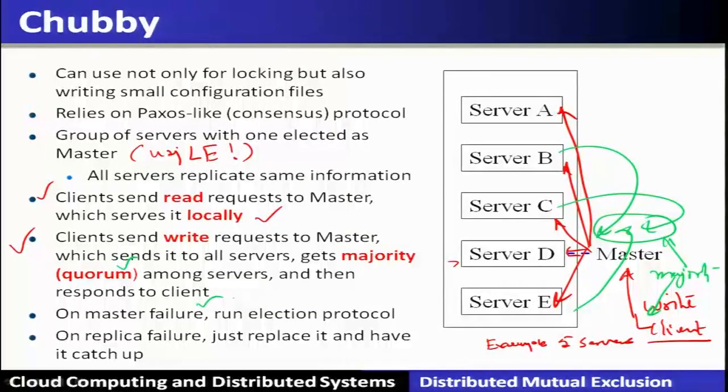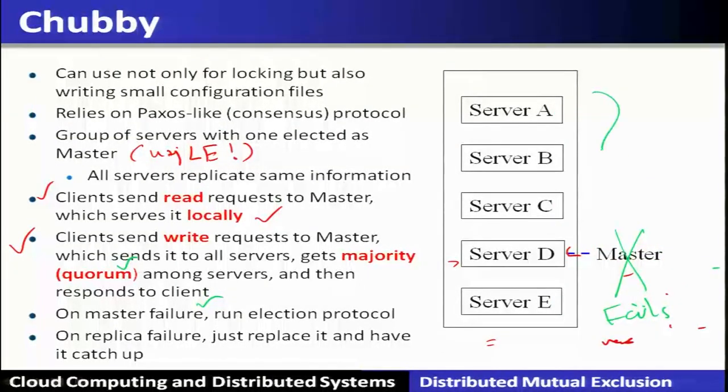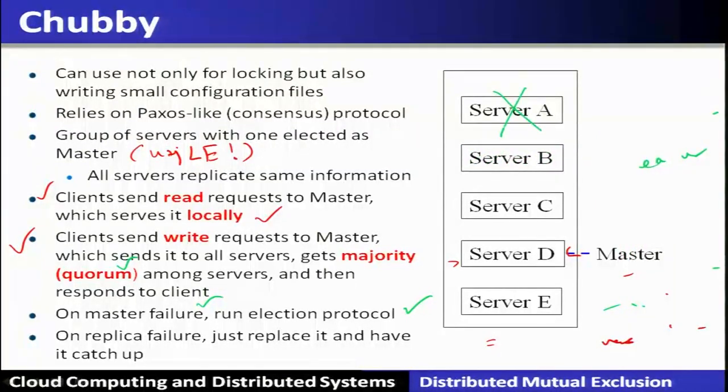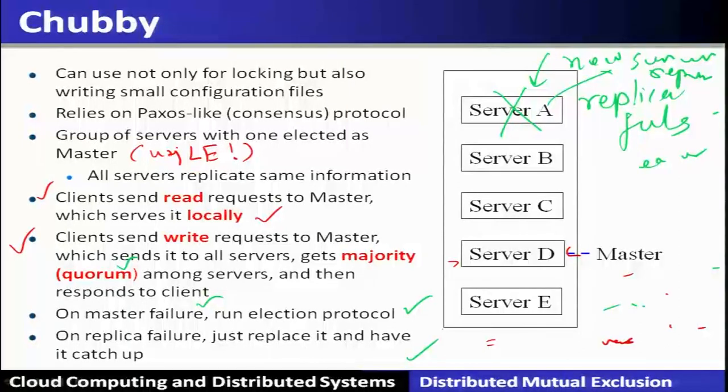As far as the failures are concerned, when the master fails, then among the remaining servers the leader election will happen, and let us say this will become a new master. Now, when a replica fails, on the other hand, it will just be replaced with some other new server, and it will catch up with the other set of operations.